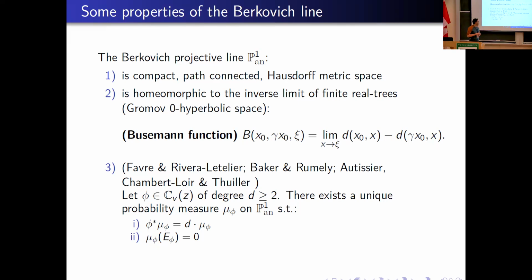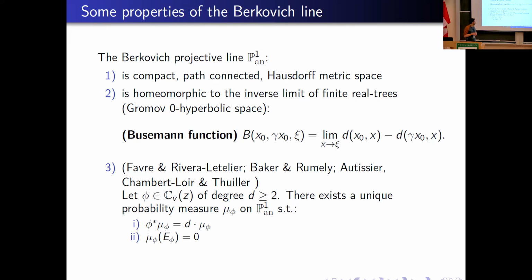You can define a Boltzmann function on it, which heuristically measures a large-scale evolution of the geodesic on the trees. And last but not least, you have an arithmetic on this. So what do I mean by this?